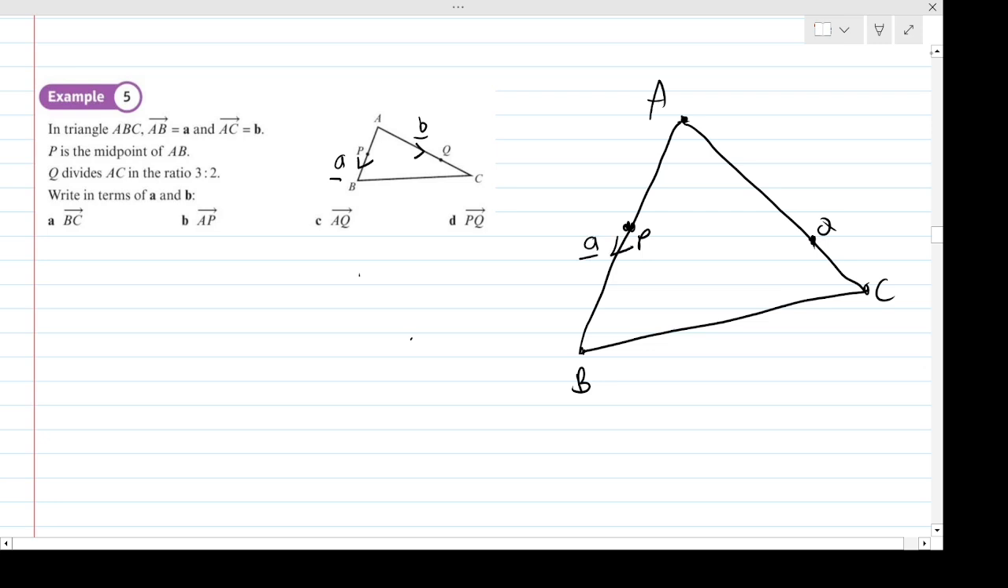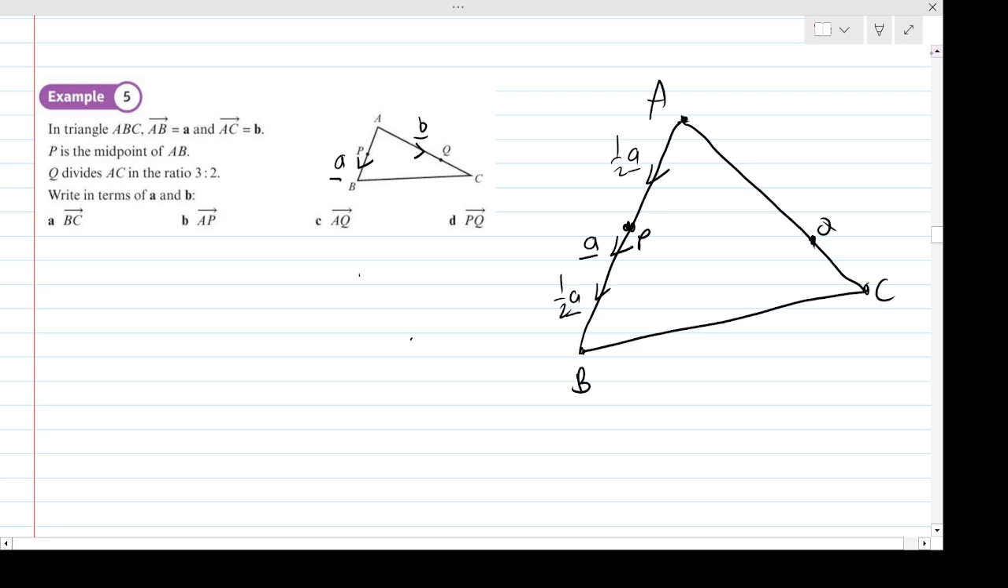But if P is the midpoint of AB, then that means we can split up A to P to be half of a, right? And likewise, the other half from P to B. So we can split up the line AB into two halves. That's what P's doing, okay?